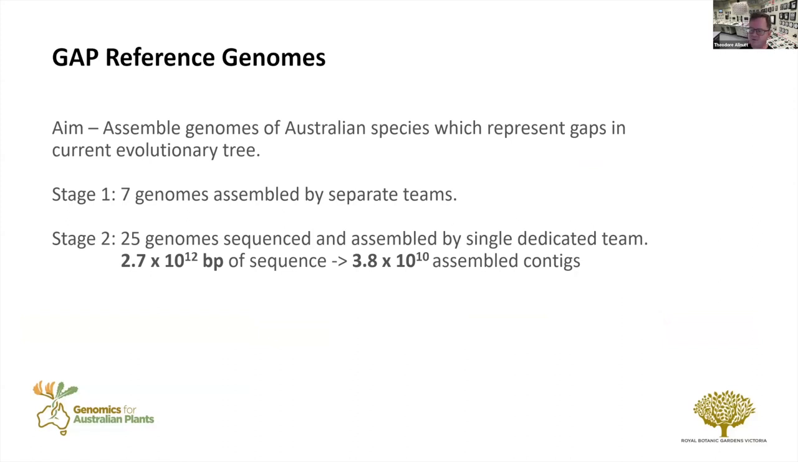But for the final stage, we felt that we really needed to concentrate on having a higher throughput. And the technology has moved on as well, so that enabled us to do just that. So within the last year, we've now sequenced 25 genomes. And that's generated a lot of data, as you can see.